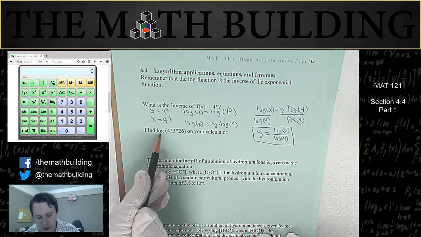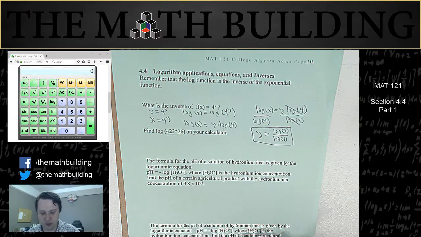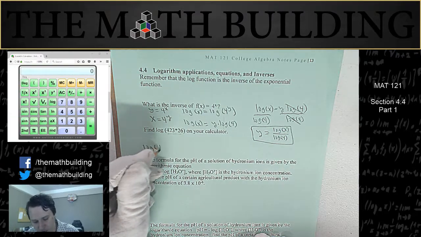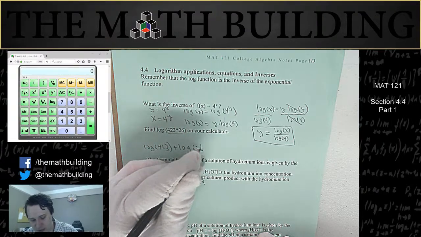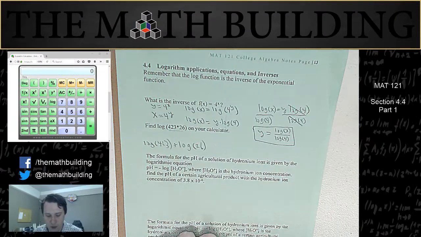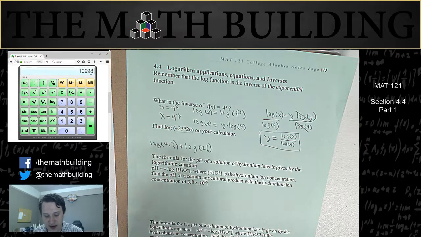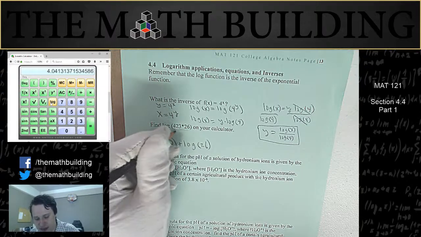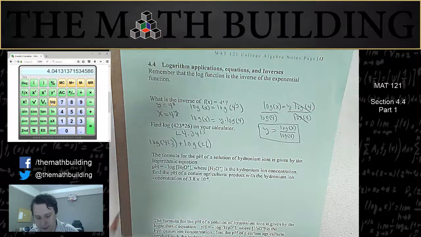All right, so how would we find the log of 423 times 26 on your calculator? Well, you could do one of two things. This would be equal to the log of 423 plus the log of 26 because of our log rules. So what I'm going to do is 423 times 26, which is 10,998. Now let's just find the log of that. If we multiply them first and then do the log, that's going to be 4.0413.